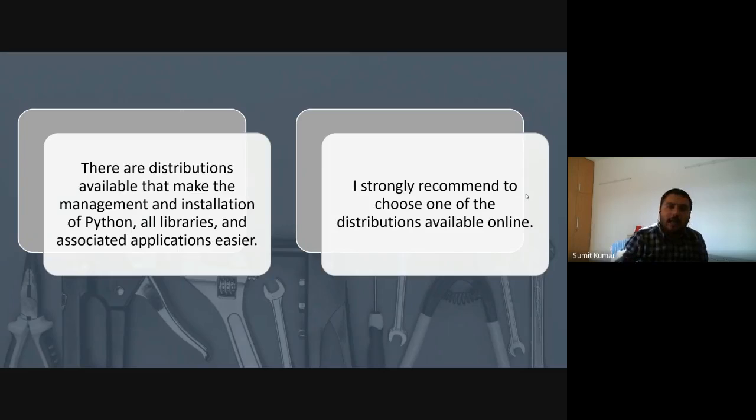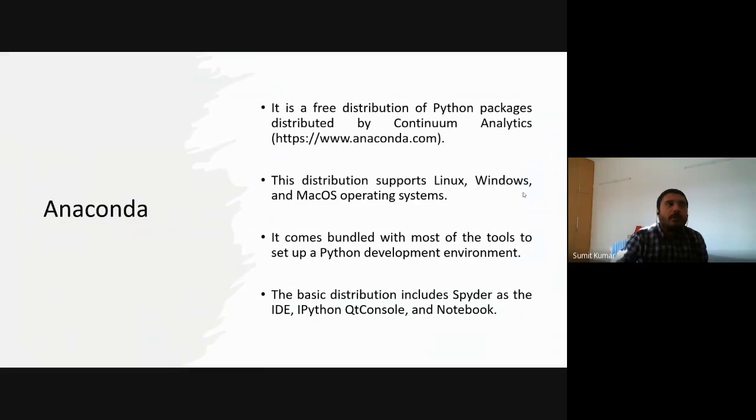One of the distributions that I am using is known as Anaconda. It's a free distribution of Python packages distributed by Continuum Analytics. This distribution supports Linux, Windows, and Mac OS operating systems. It comes bundled with most of the tools to set up a Python development environment. The basic distribution includes Spyder as the IDE, IPython Qt console, and Jupyter Notebook. So that is what I will recommend. Just go to this website, www.anaconda.com. You will not fall into the Amazon forest.